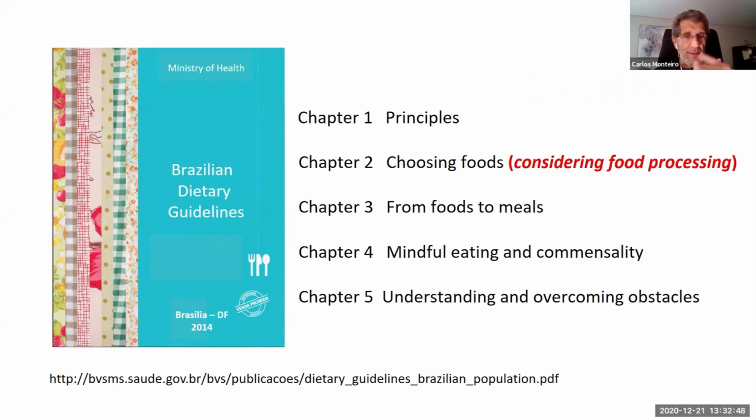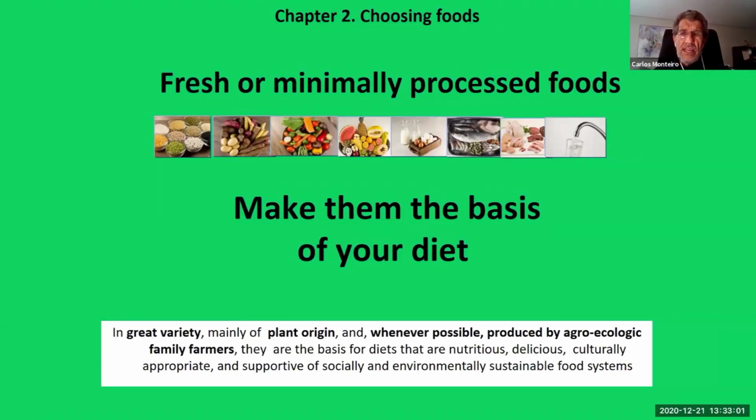But there's one chapter in Brazil and in the other guidelines about choosing food. And here is where food processing is key. The Brazilian dietary guidelines have 4 basic recommendations. The first is to make NOVA food group 1 the basis of the diet. Of course, in great variety, mostly of plant origin, etc.